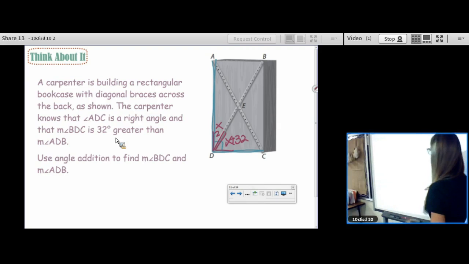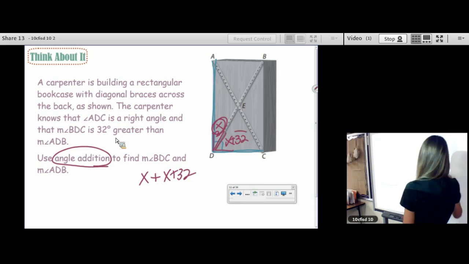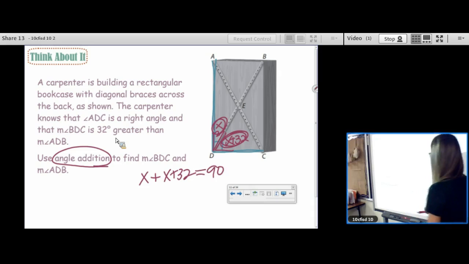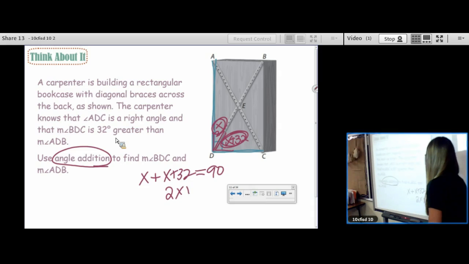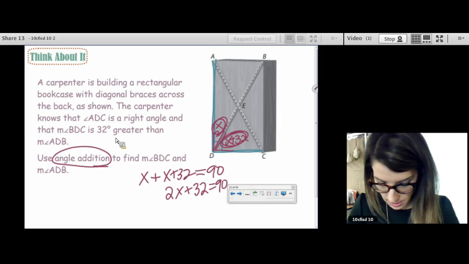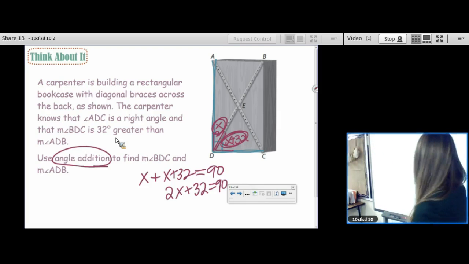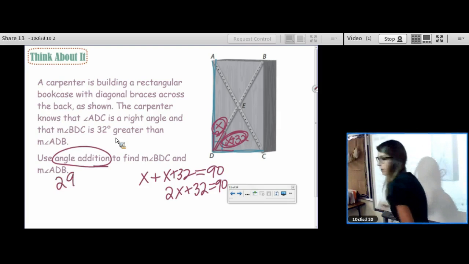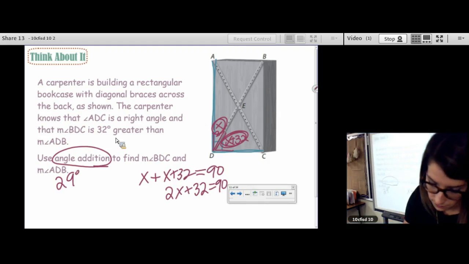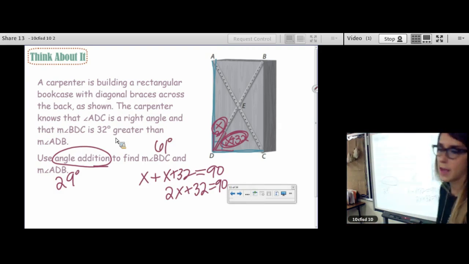So now we're going to use angle addition. Part plus part equals whole. Cool. 2x plus 32 equals 90. So 90 minus 32 divided by 2. 29 degrees. So one of them is 29 degrees, and the other one is 61 degrees. Okay, moving on. Good job.